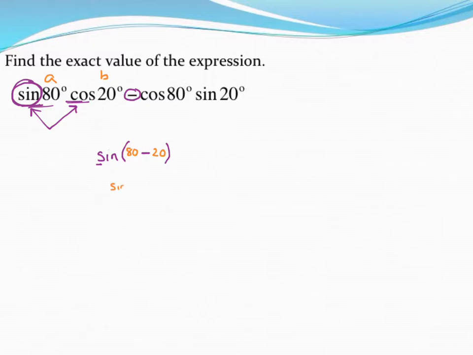So this becomes the sine of just 60 degrees, 80 minus 20 is 60, and since 60 is a special angle, I can just look that up in my trig ratio chart, and I see that that is the square root of 3 over 2. So while the original problem may have looked scary, they're really not that bad at all. Okay, and I'll show you one more example.